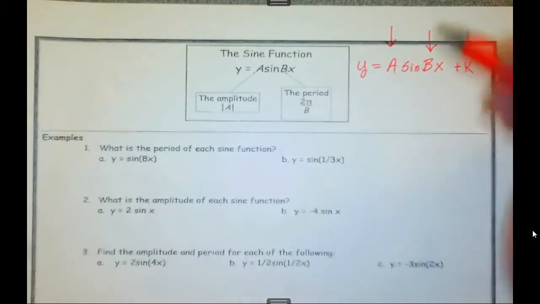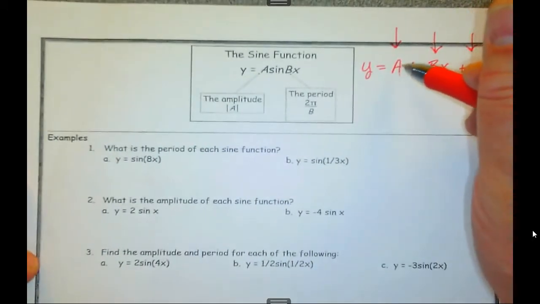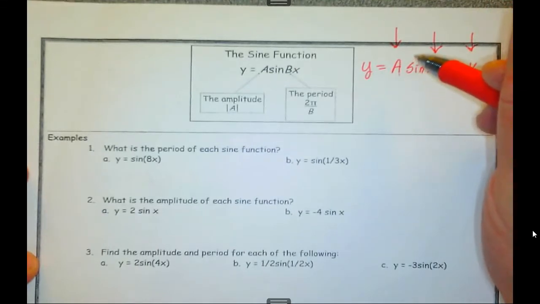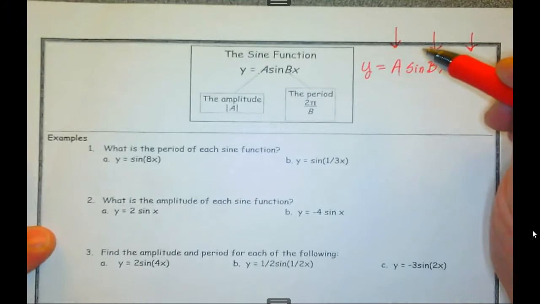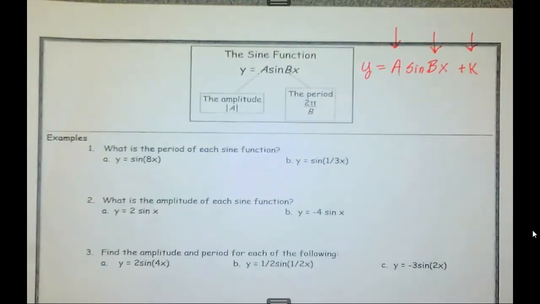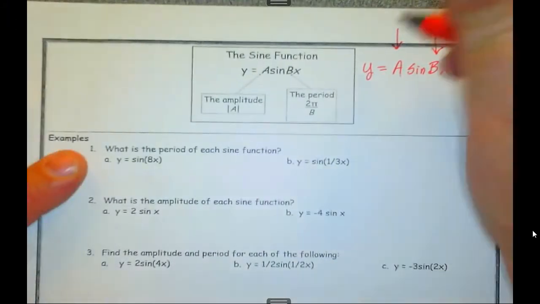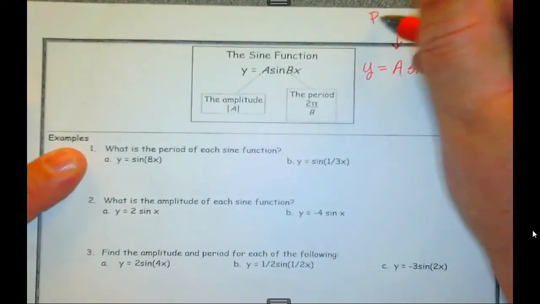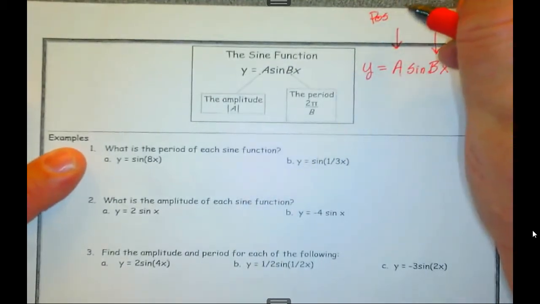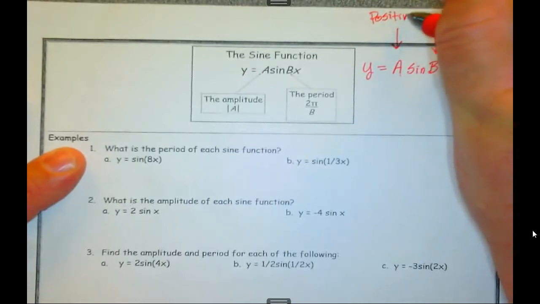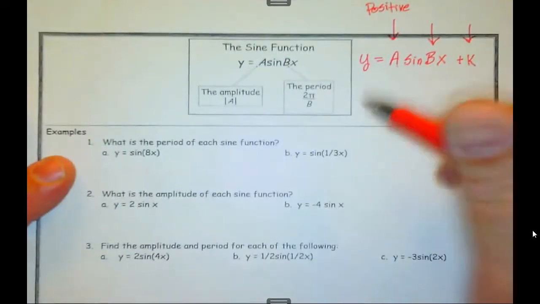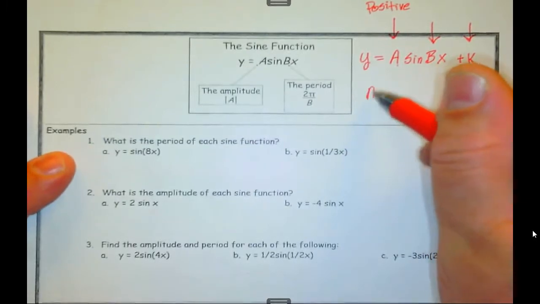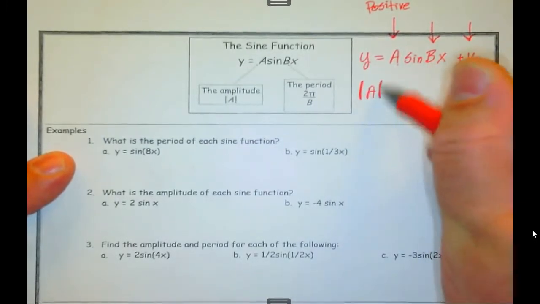All right, A is our amplitude. Remember, amplitude is a distance, so what does it have to be? What does a distance have to be? Guys, quiet. What is it? It's got to be a positive number, right? This has to be positive. Because it's distance. So what we do for the amplitude is we take the absolute value of it.